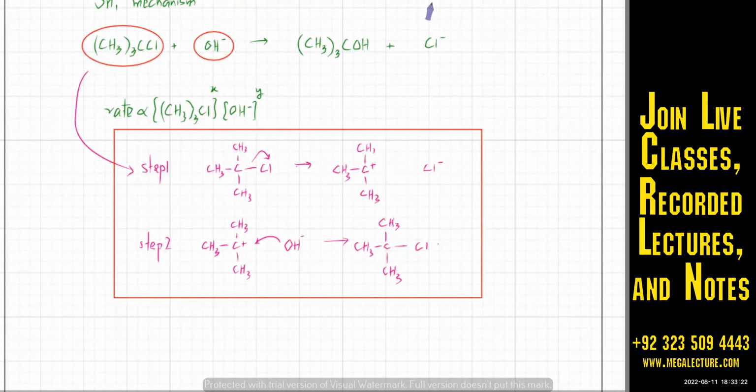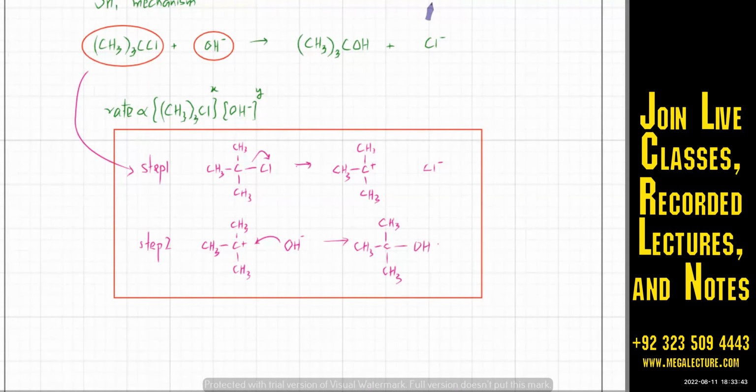Why does the product have Cl when OH is being added? Sorry, OH. This is OH. But is this mechanism clear, that you already did this mechanism? So that's your SN1 mechanism, right?